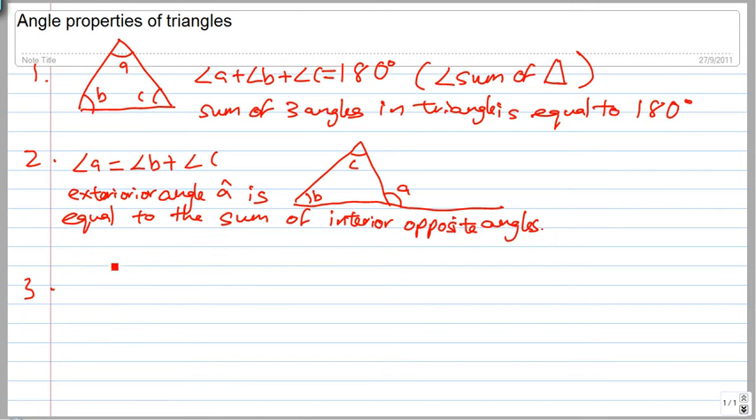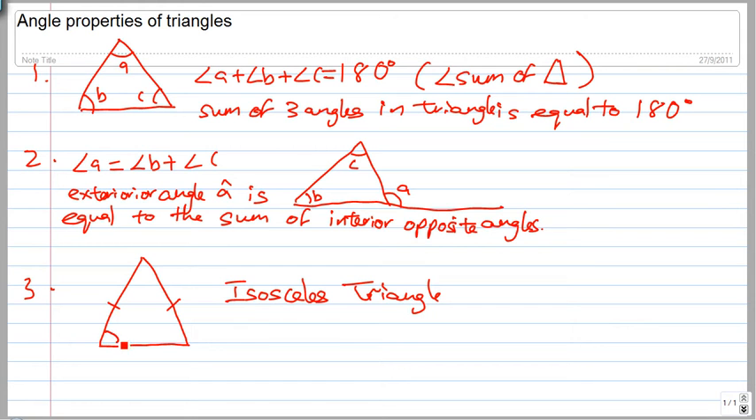The third point I'd like to tell you is, if you have a triangle where two of the sides are equal, this is known as an isosceles triangle. Because two of the sides are equal, angle A is equal to angle B. The abbreviated statement is base angles, let me write it down neatly.